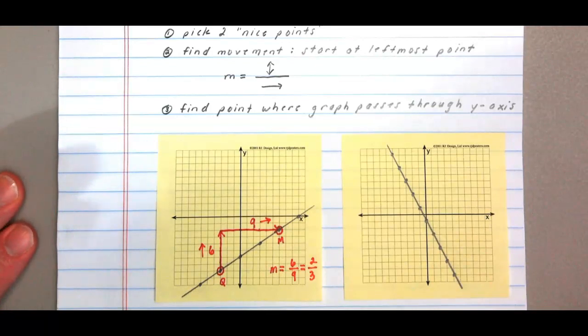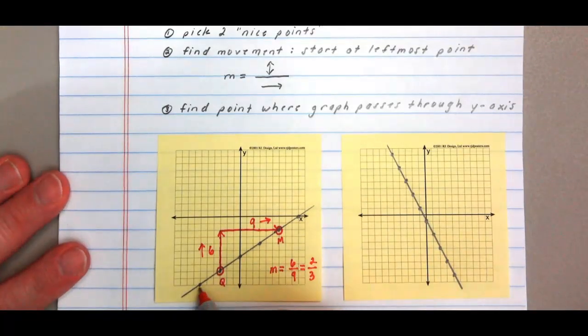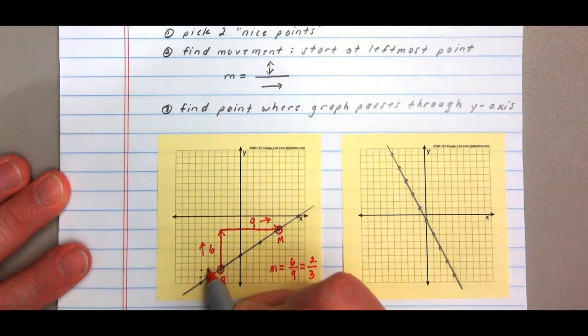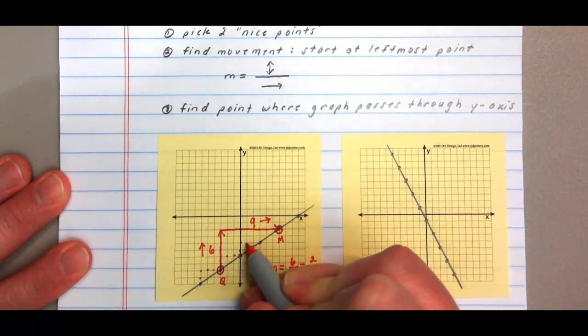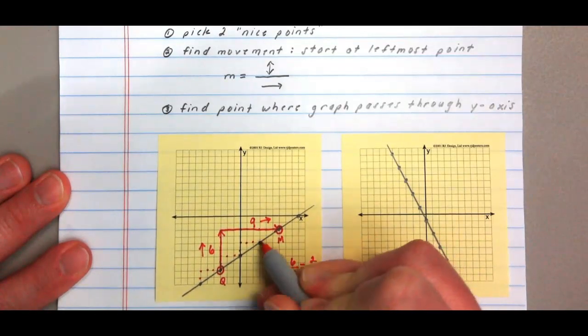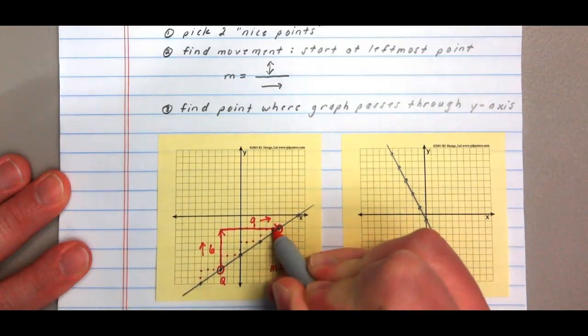Now the reason that's 2 divided by 3 is because really for every 2 units up, we move 3 units to the right. And check it out, if we start at any one of these nice points, up 2, right 3, up 2, right 3, up 2, right 3. You see how it's just sort of like a staircase?